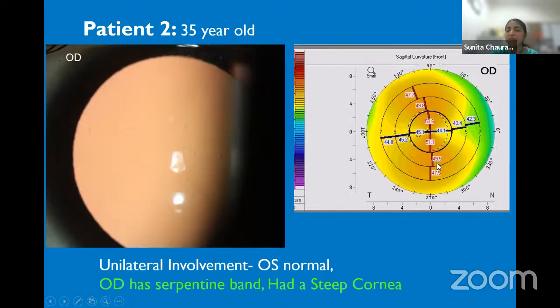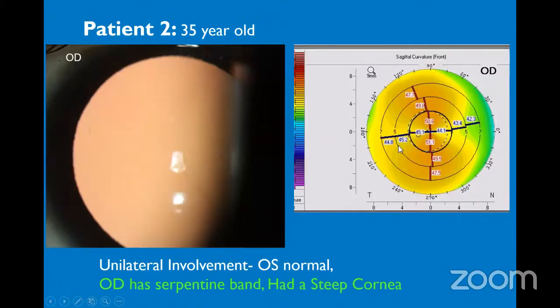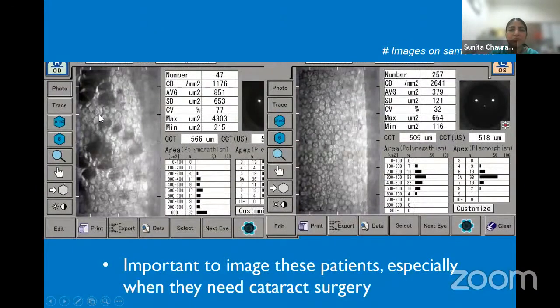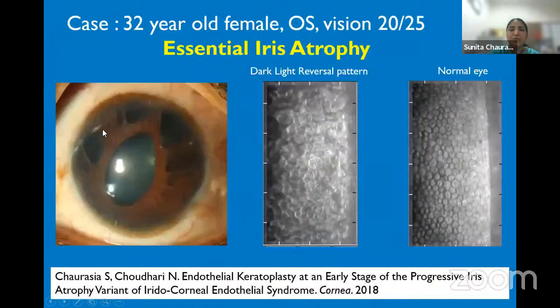Now, this is an important finding in this condition, because many of these patients get labeled as keratoconus. So when we do the specular, we can see that there's a low cell density and the opposite eye is normal.